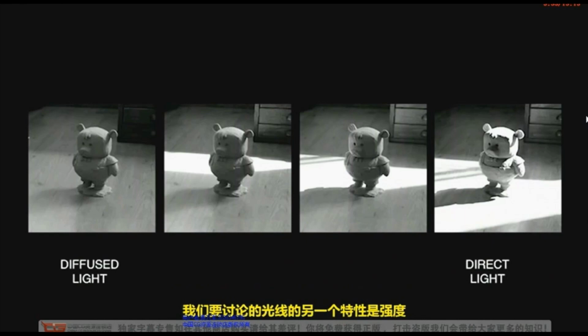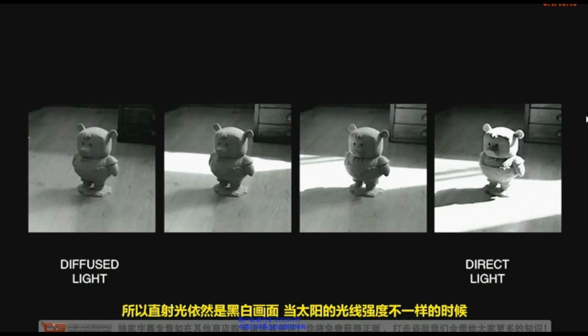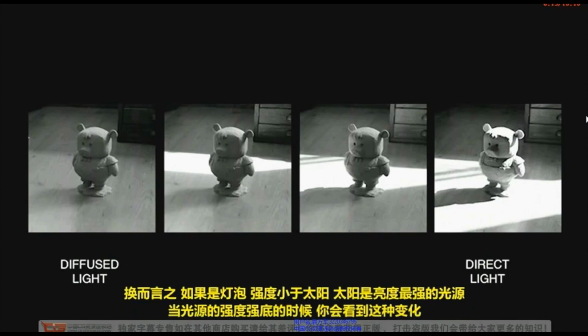There's another property of the light we want to talk about also, which is intensity. So let's look back at a black and white still of this direct light. This is sunlight, but what happens if the light intensity is different? In other words, if it were a light bulb, it has less light intensity than the sun, which is probably one of the most intense light sources you can deal with. But what actually happens when the light intensity decreases?